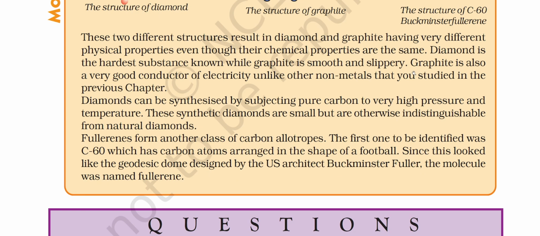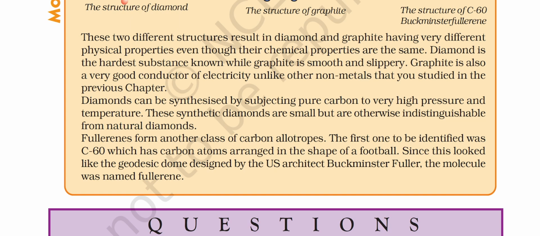These two different structures result in diamond and graphite having very different physical properties, even though their chemical properties are the same. Diamond is the hardest substance known, while graphite is smooth and slippery. Graphite is also a very good conductor of electricity, unlike other non-metals that you studied in the previous chapter. Diamonds can be synthesized by subjecting pure carbon to very high pressure and temperature. These synthetic diamonds are small but are otherwise indistinguishable from natural diamonds.